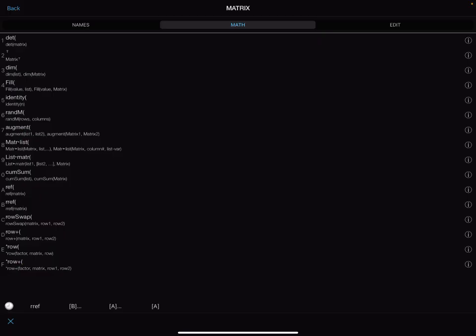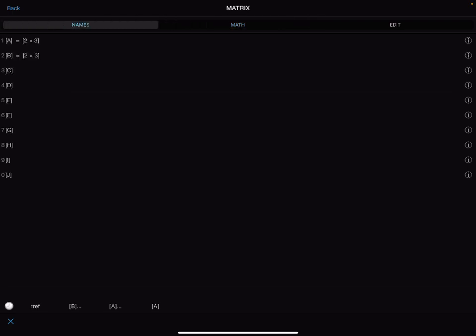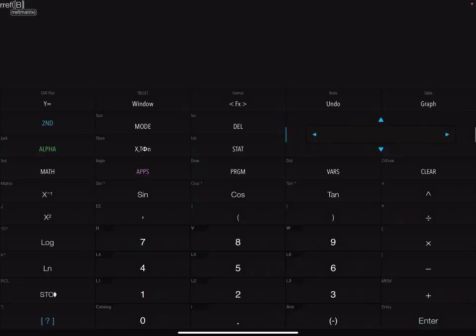So I go back to matrix. I'm going to pick the name now, and the name that I'm going to pick is B. And see, it puts RREF B into my calculator. You press enter, and it's going to give you the solution over here on the right hand side.